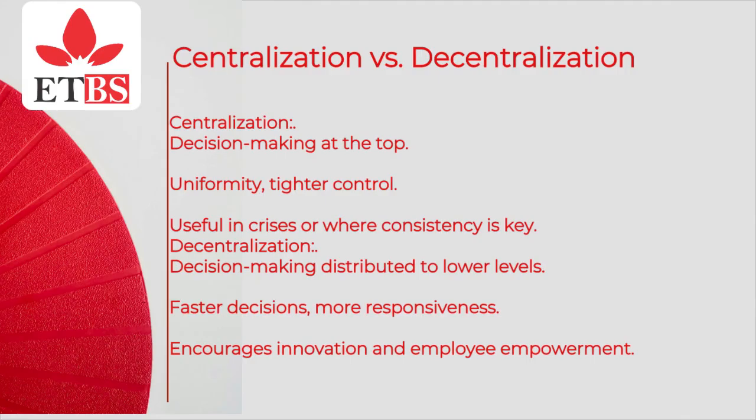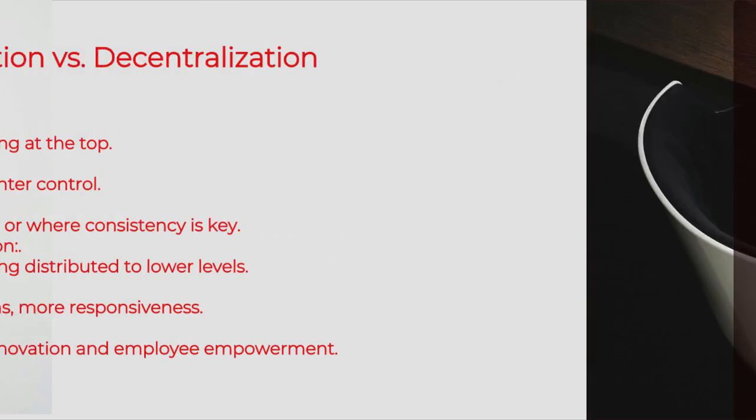Centralization. Decision-making at the top. Uniformity, tighter control, useful in crises or where consistency is key. Decentralization. Decision-making distributed to lower levels. Faster decisions, more responsiveness. Encourages innovation and employee empowerment. Modern firms often aim for a balance, centralizing where consistency is required and decentralizing for flexibility.